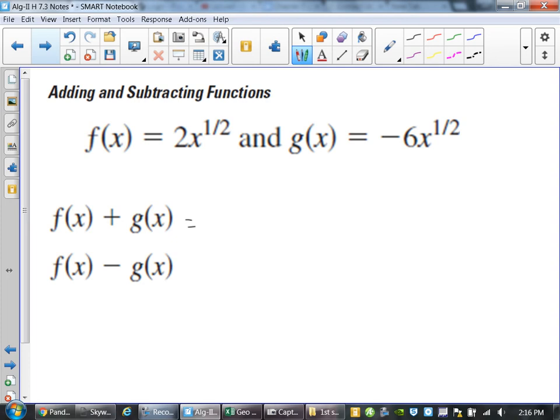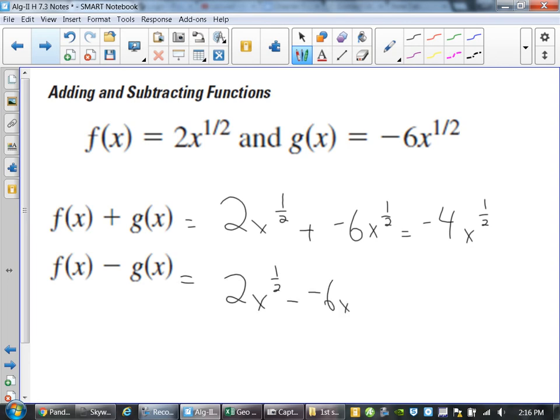Anyway, so you get here, you get 2x to the 1/2. What's 2x to the 1/2 plus negative 6x to the 1/2? Yep. And you're done. When you're adding and subtracting, the powers have to be equal. Correct. And then the last one, same deal: 2x to the 1/2 minus the negative 6x to the 1/2. And what did you get?